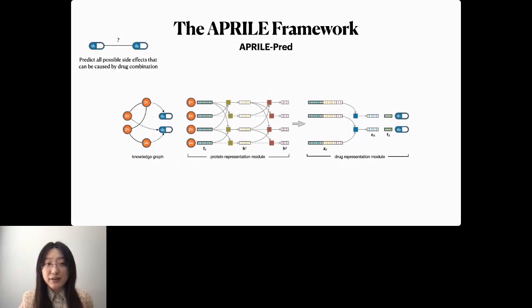The APRILE predictor learns the drug representation from a pharmacogenomic knowledge graph. The knowledge graph includes drug targets, functional associations, or physical connections between or within drugs and proteins. The knowledge is first extracted by the protein representation module, and then it is passed from protein to learn drug features by the drug representation module. These two modules both contain multiple layers of graph convolutional neural network.